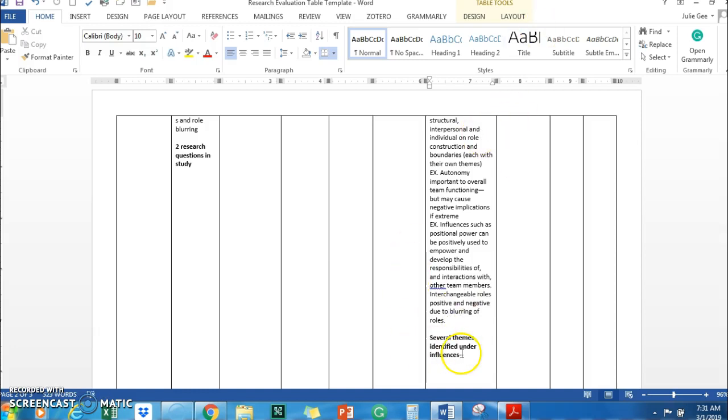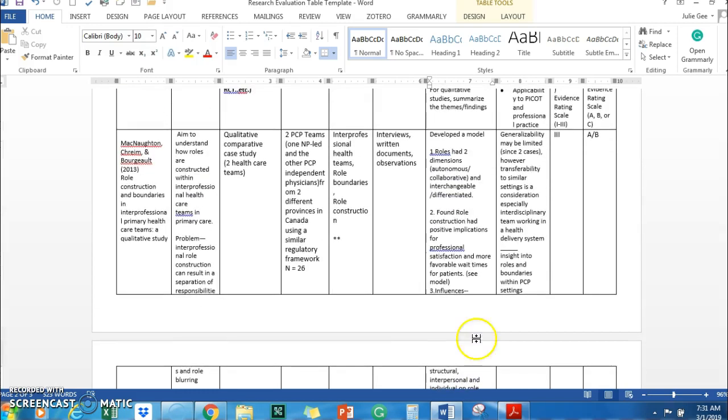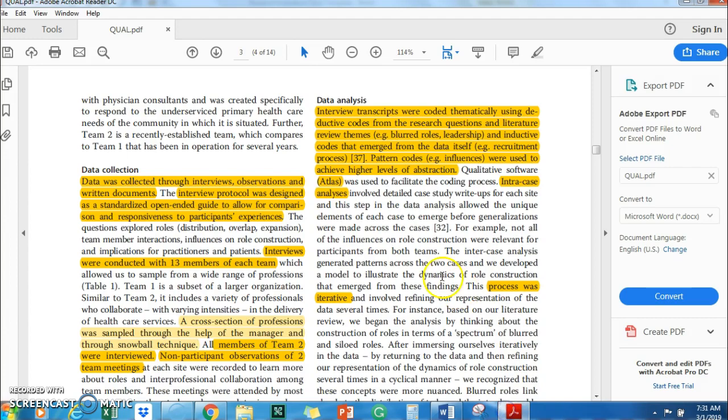But under each one of these, there were several themes identified. I didn't write them all out, but they were there. So when I want to go back for my lit review, I know they're there. So let me go here really quick.